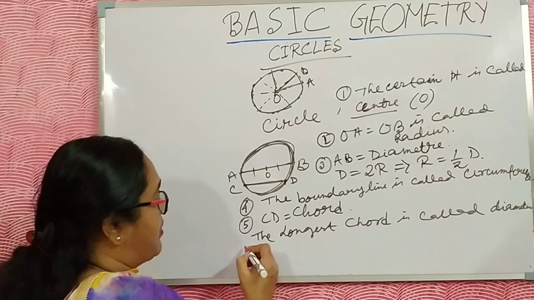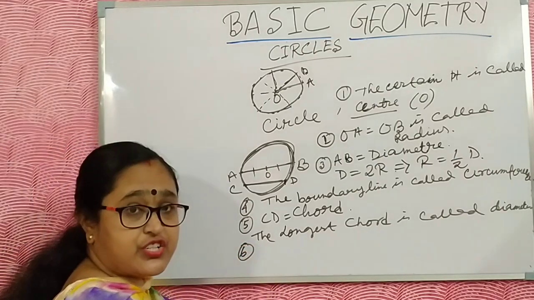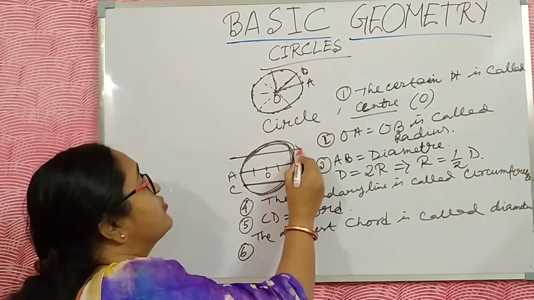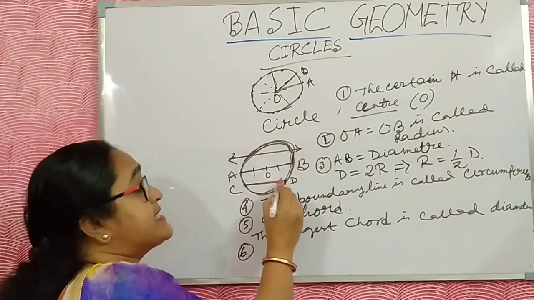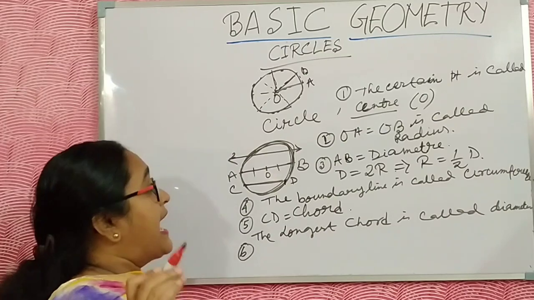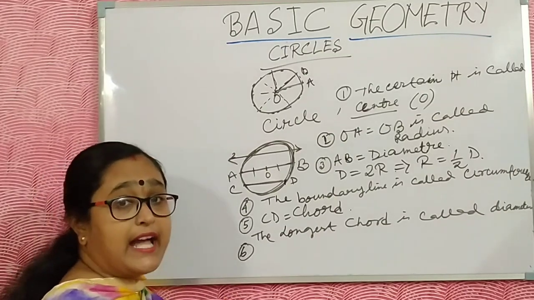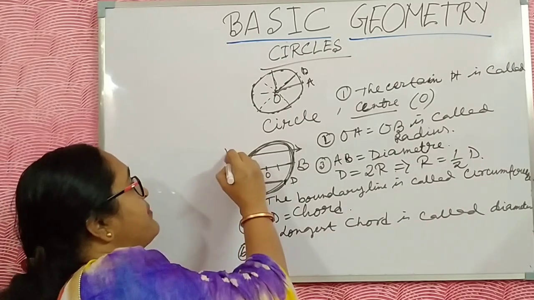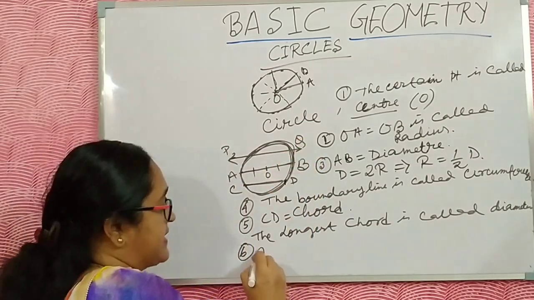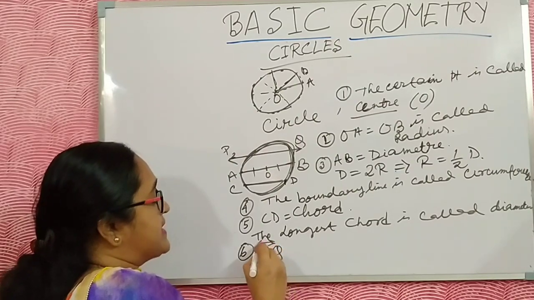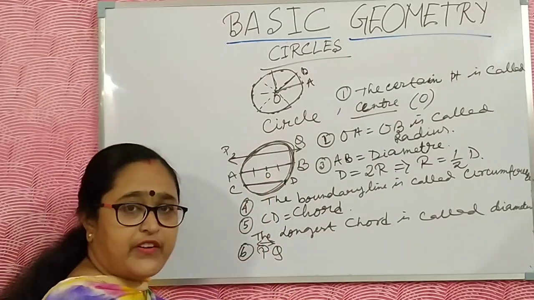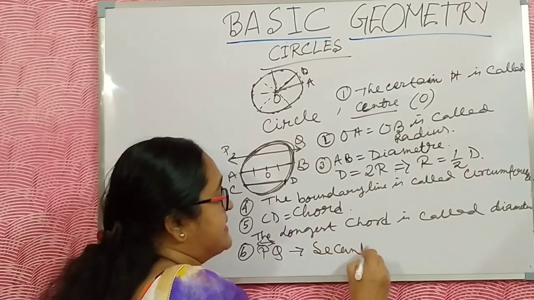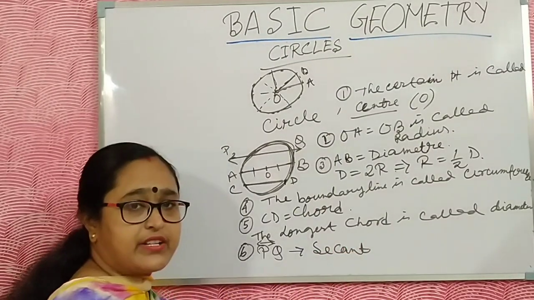Now I discuss the secant. A chord is a line segment. And secant is what? The line that passes through two points on a circle is called the secant. Here PQ is called the secant. The line which passes through two points on the circumference is called a secant. This is called secant.